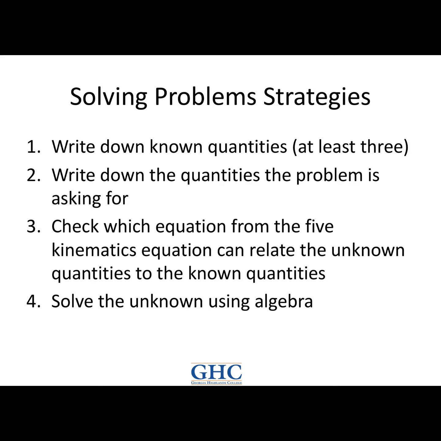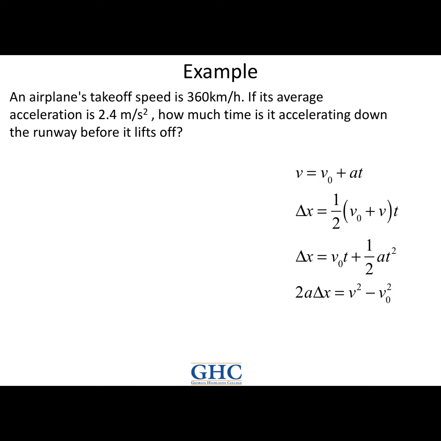The problem solving strategy is: you need to write down the known quantities, where the problem always gives you at least 3, and then write down the quantity that the problem is asking for. So you have 4 quantities, 3 known and 1 unknown. Then check which equation I just showed you contains those 4 quantities, and use simple algebra to solve it.